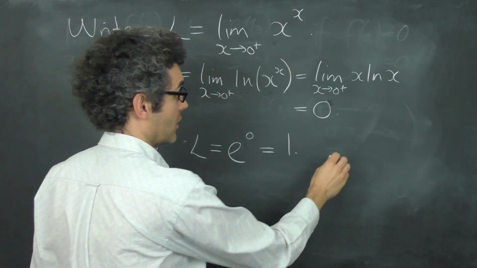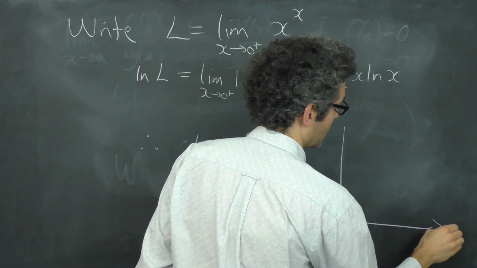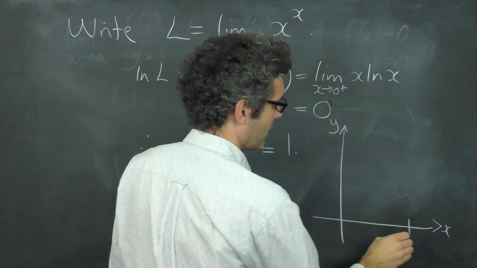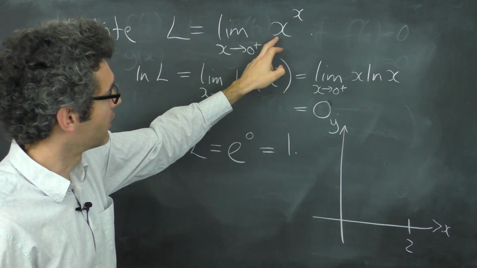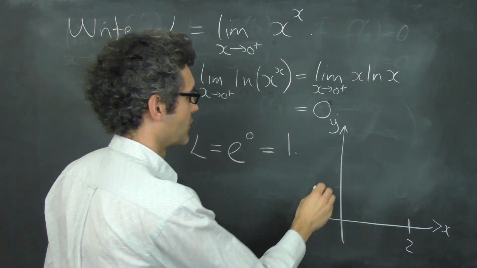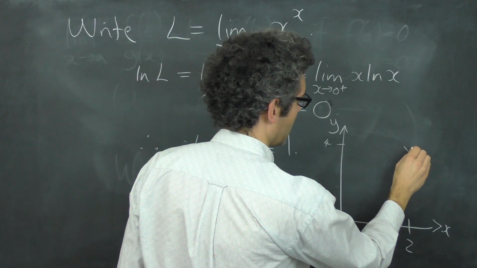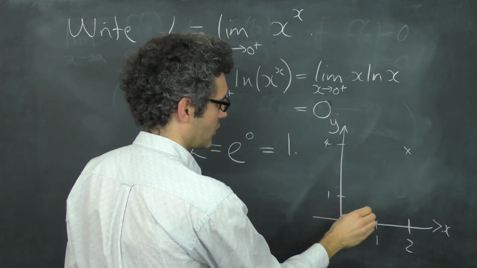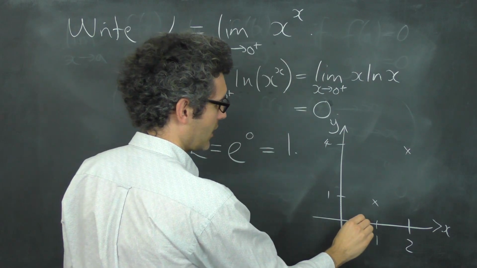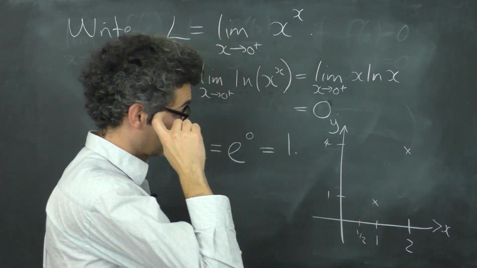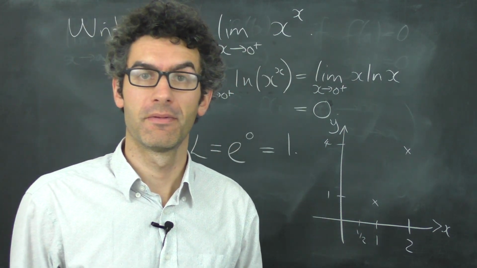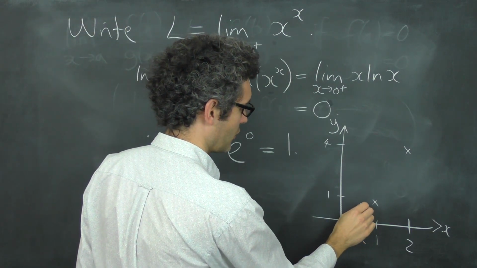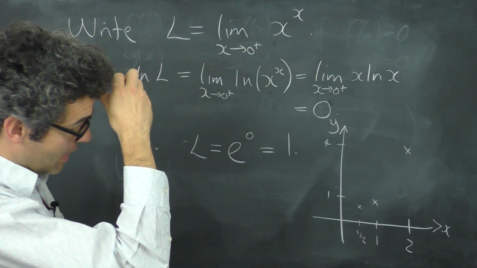Now, in fact, you could draw a graph to see what's going on here. If you calculate some values, for example, when x is 2, the function is 2 to the power 2, which is 4. So that's up here somewhere. When x is 1, you get 1 to the power 1, which is 1, so that's down there. When x is a half, you get a half to the power a half. That's the square root of a half, which is 1 over root 2. That's about 0.7, so it's somewhere there.